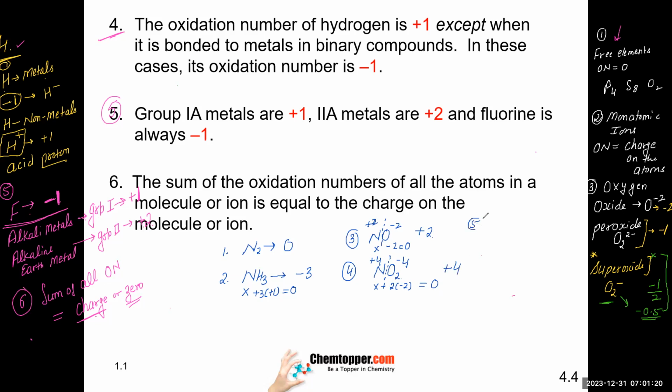Check this one. NO2 minus. Nitrogen is X. 2 times minus 2 is minus 4, and the charge is minus 1. So what is X here?